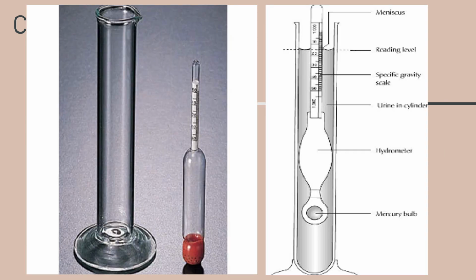This is an illustration of your urinometer again. Please note that in reading, you read at the lower meniscus, because urine is not a viscous fluid. Here is your specific gravity scale on the graduated, long, narrow tube, and this is your urine sample.